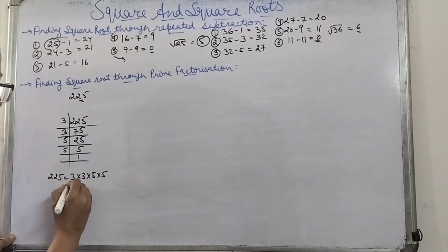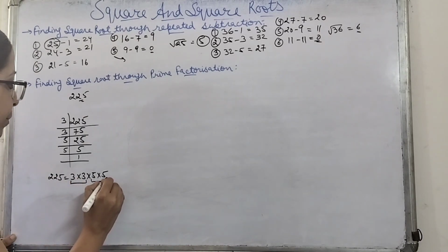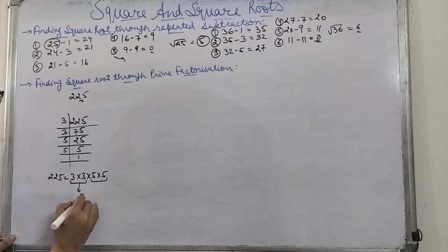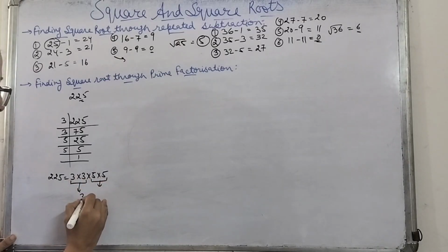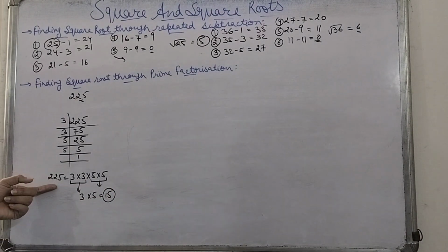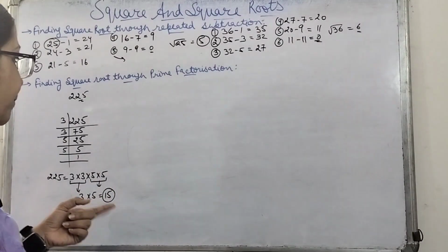Now we will be making pairs of all the prime numbers. From this pair, we will be taking one 3 out. From this pair of 5, we will be taking one 5 out. So 3 multiplied by 5 is 15. So the square root of 225 is 15.